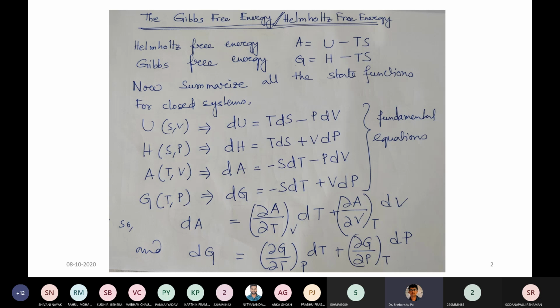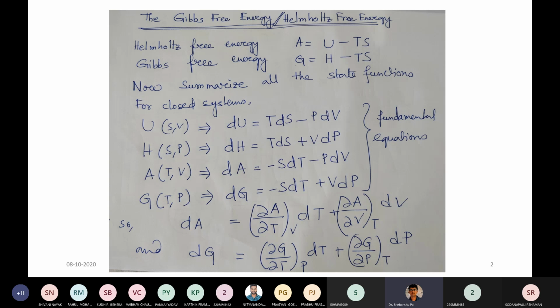In the same way, for H, A and G, dH is a perfect differential in dS and dP. So dA, in the same way, is minus S dT minus P dV, and dG equals minus S dT plus V dP. Now if you represent those things, dA equals del A by del T at constant volume dT, and so on. You have done all this in the previous lecture. Here something is constant, so this is partial differentiation. Already we said that if you want to determine another state function from an existing state function or thermodynamic potential, you have to perform partial differentiation on that thermodynamic potential.